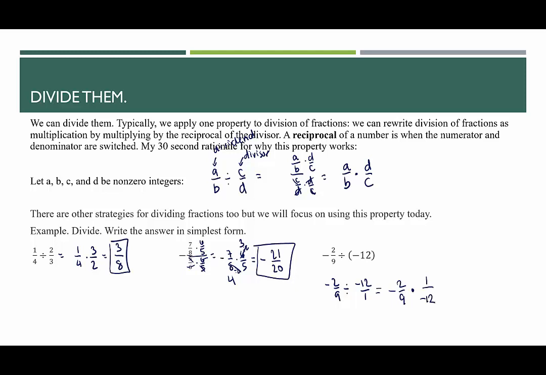Now, in this multiplication, I have two negatives. A negative times a negative is positive, so I don't have to worry about a sign because we don't have to write the plus sign. And in the numerator, the only non-1 factor we have is 2. 2 and 12 have a common factor of 2. 2 divided by 2 is 1. 12 divided by 2 is 6. Now, because the numerator is all 1s, I can't go any further. 1 times 1 is 1. In the denominator, 9 times 6 is 54. Just double checking, negative divided by negative is positive. And this one, negative 2/9 divided by negative 12, I end up with 1 over 54.